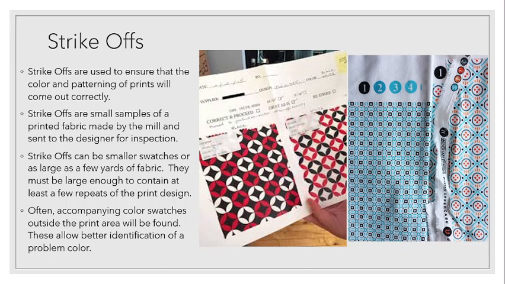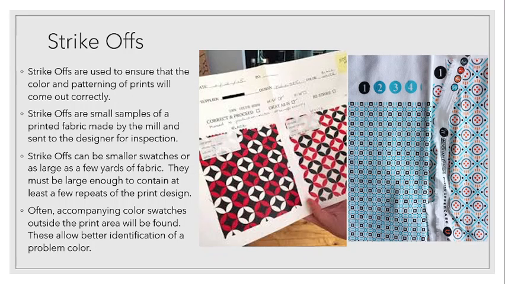Strike-offs. Strike-offs are used to ensure that the color and patterning of prints will come out correctly. Strike-offs are small samples of a printed fabric made by the mill and sent to the designer for inspection. Strike-offs can be smaller swatches or as large as a few yards of fabric. They must be large enough to contain at least a few repeats of the print design.